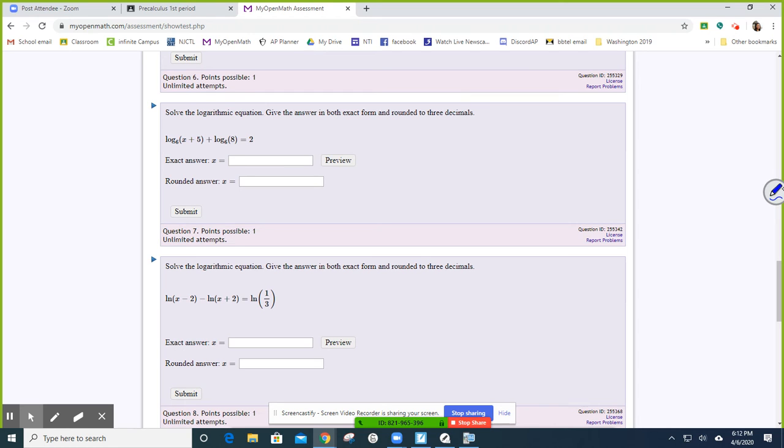The plus means multiplication. So I'm going to say log base 6, and I'm going to multiply these two together. So I'm going to get 8x plus 40 equals 2. You okay with that? Your silence means you are. So now I have to exponentiate both sides. To exponentiate both sides, I have to use this base right here. So I'm going to say 6. I'm going to put all this up in the exponent.